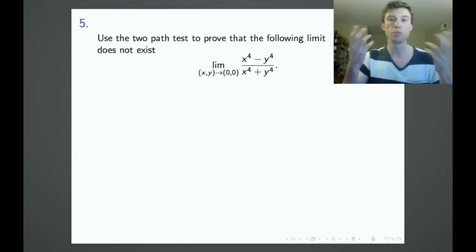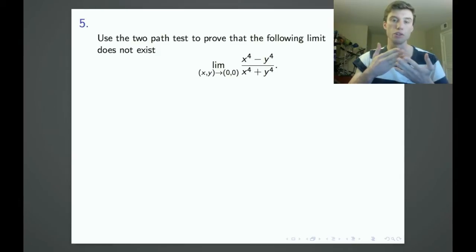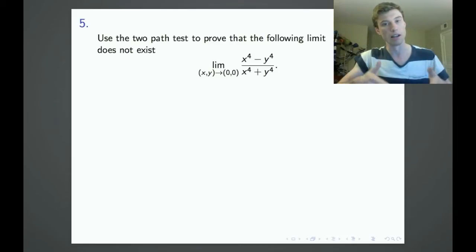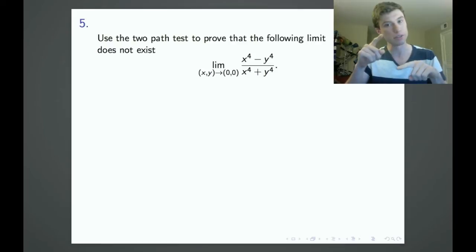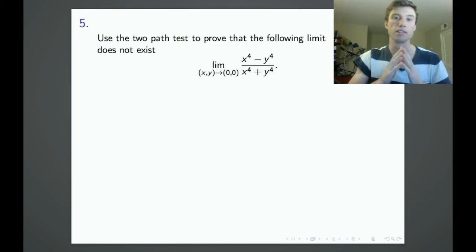Recall that the two-path test is used to show that a limit of a multivariable function doesn't exist. You approach the point in question from two different lines, from two different paths, and if you approach on these paths and you get different values, then the limit doesn't exist.